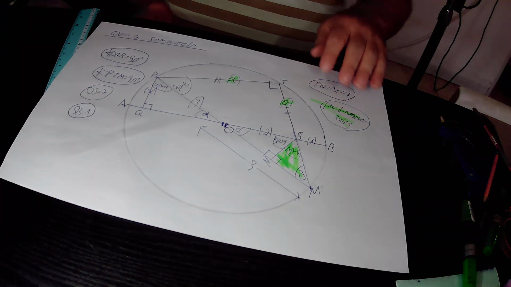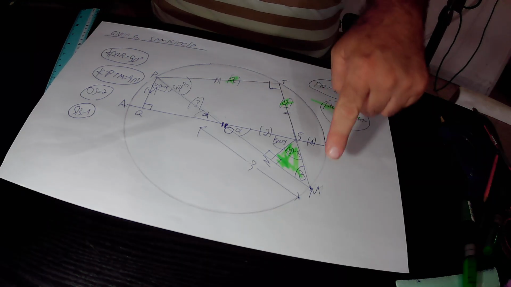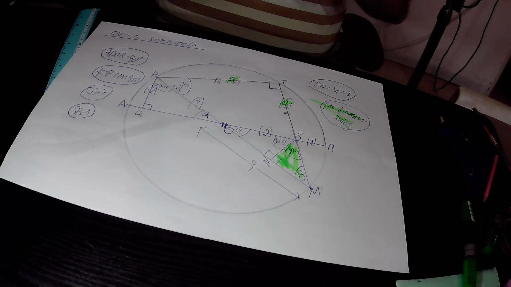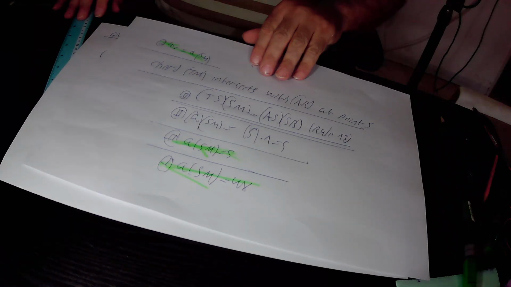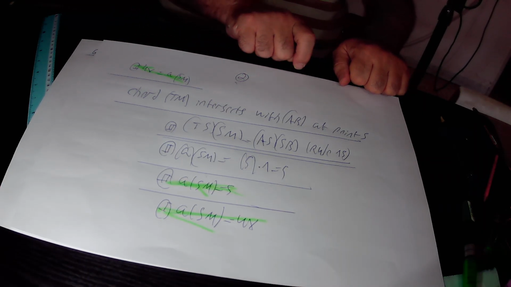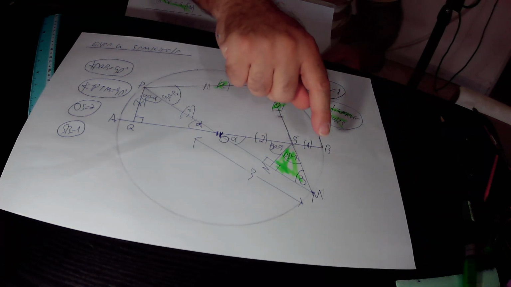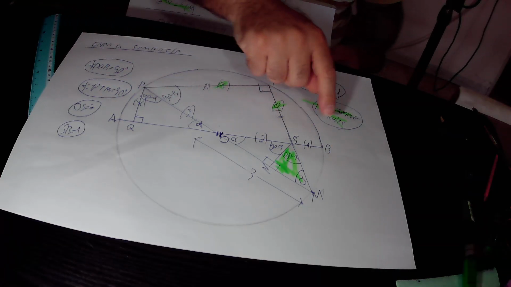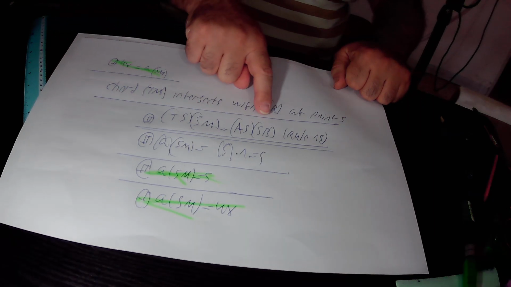Why? Because in our drawing we have chord TM that intersects with chord AB at point S. So all the requirements of rule 15 are satisfied, and therefore we can implement rule 15 here. In the original drawing, chord TM intersects with chord AB at point S. So according to rule 15, TS times SM equals AS times SB.